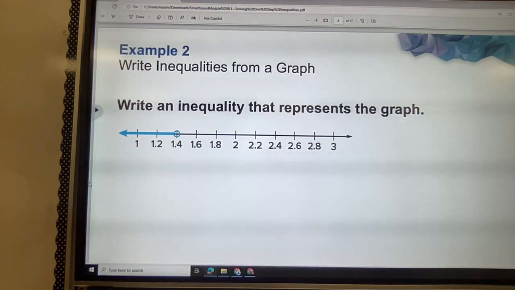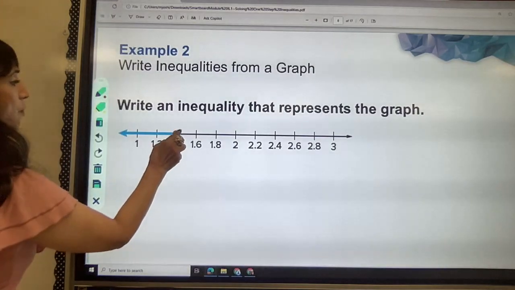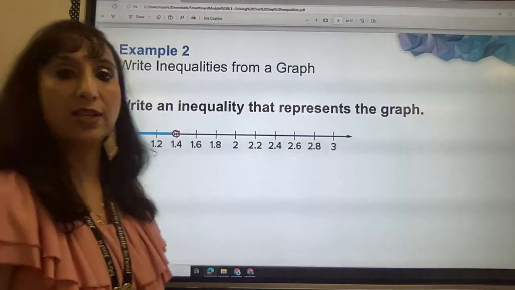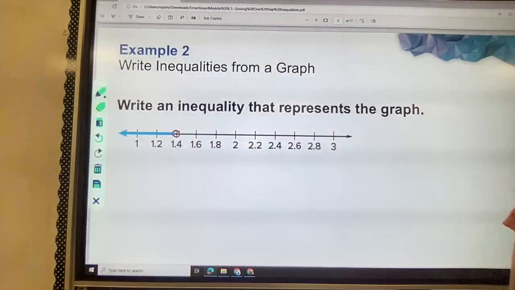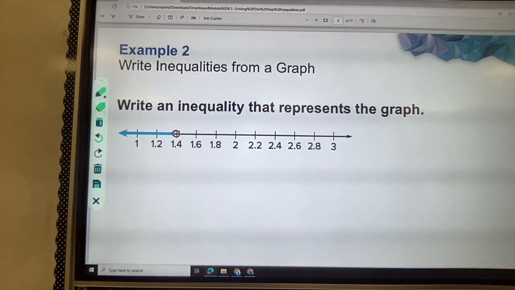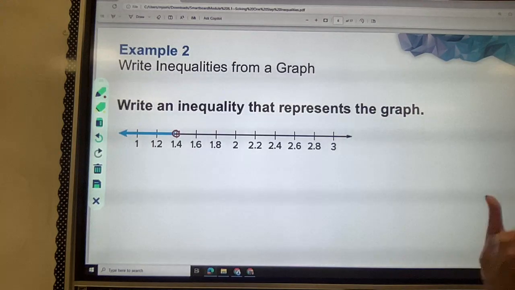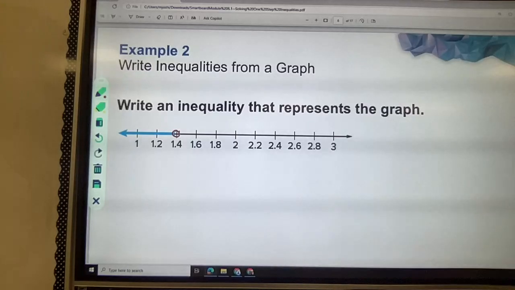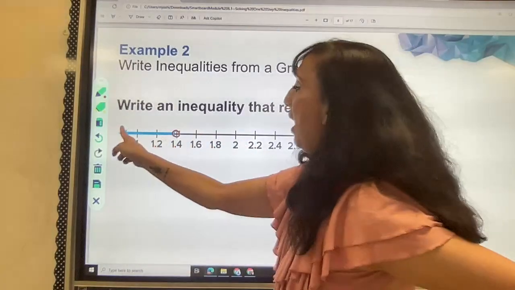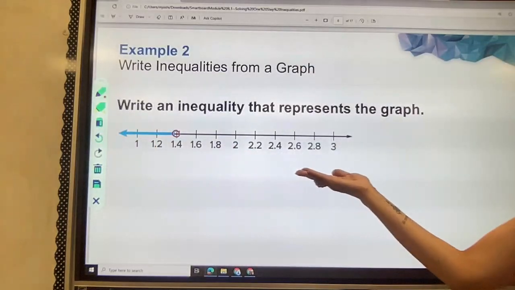Okay, and we can see that this circle is an open circle. It's not closed. That means 1 4/10 is the endpoint, shown with a circle at 1 4/10. So 1 4/10 is not included in the solution, and the inequality is going to the left, so the numbers are smaller than 1 4/10, right?